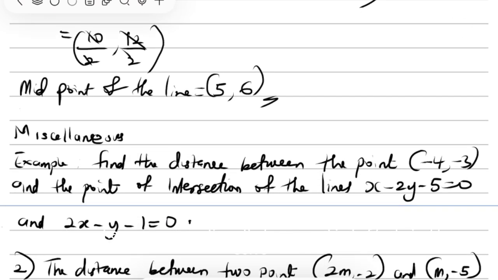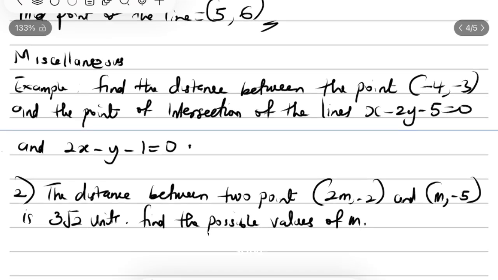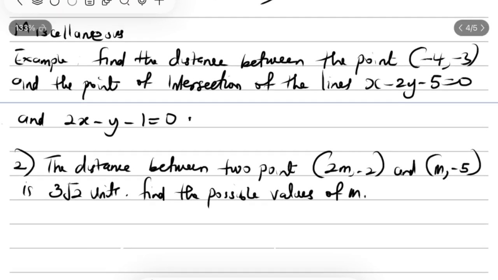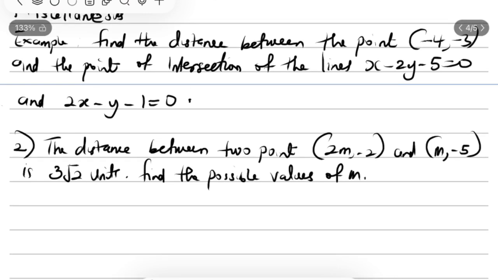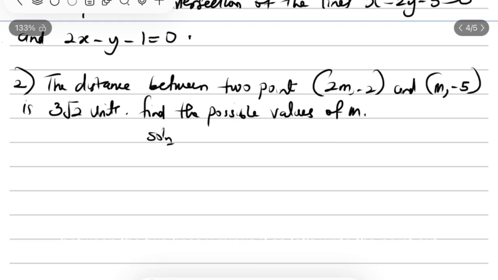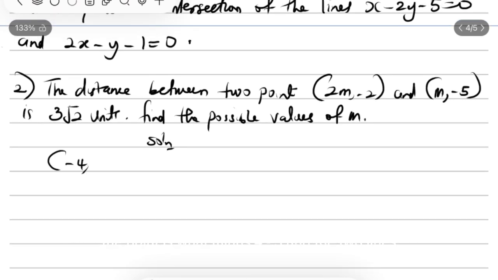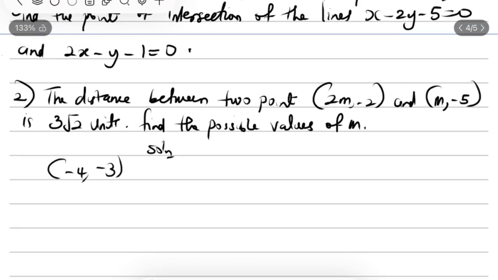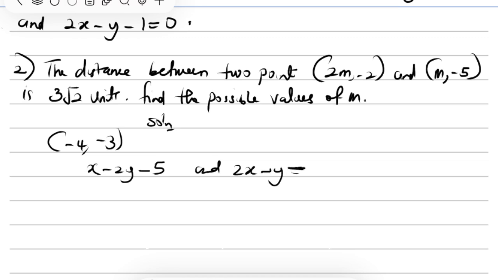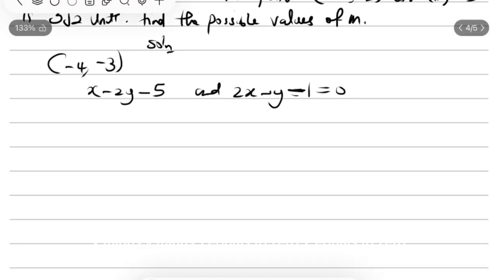That's for this. Now, sometimes you can have some questions that are kind of technical to solve. We have a question here. Find the distance between the point (-4, 3) and the point of intersection between the two lines x minus 2y minus 5 equals 0 and 2x minus y minus 1 equals 0.